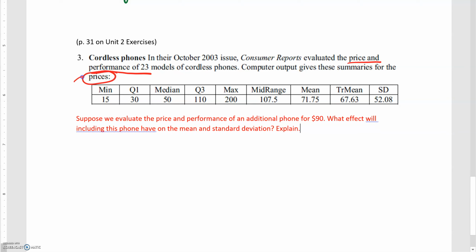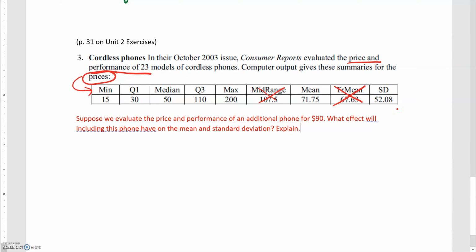So this data specifically is for prices of phones. In context, this 15 really means the cheapest phone was $15. And then the max is 200, the mid-range we don't really need. And then we have the mean, and to be honest, I really don't even know what TR mean stands for. And the standard deviation is at the end.